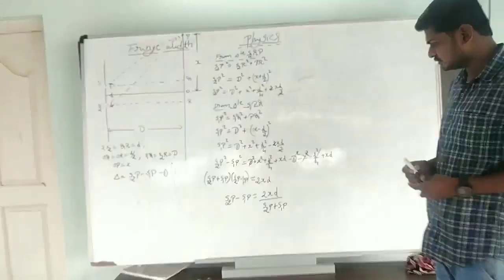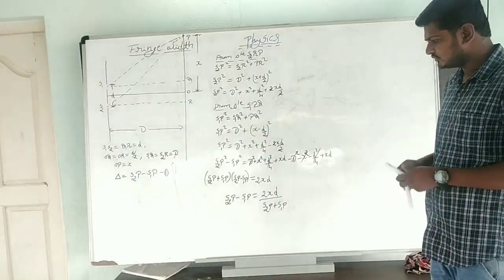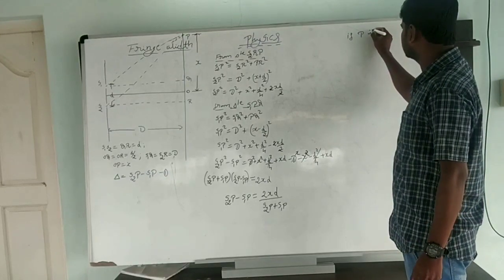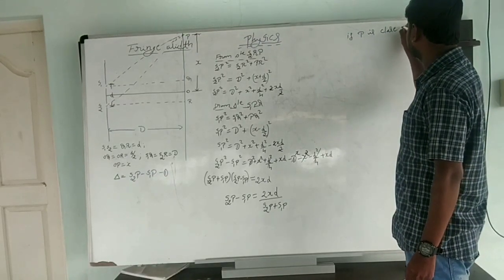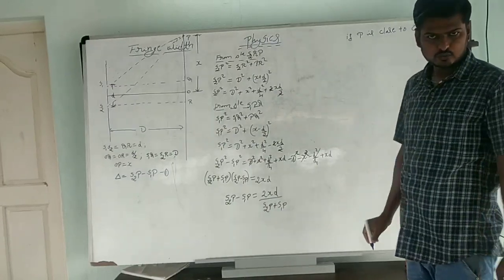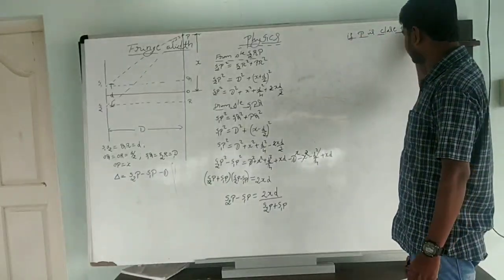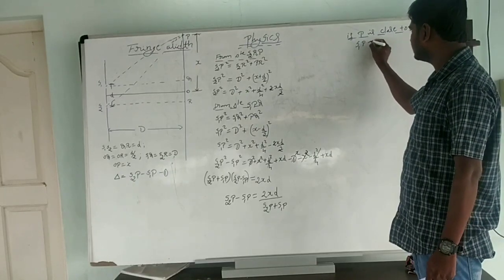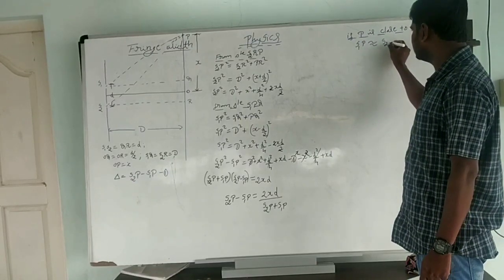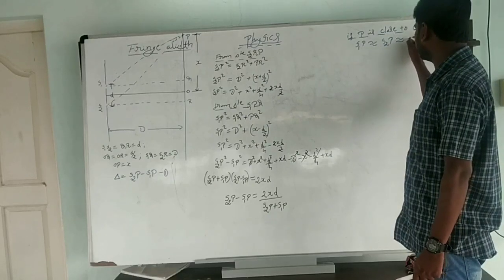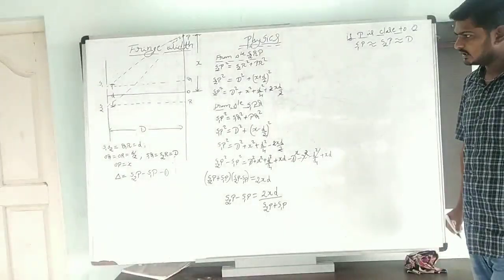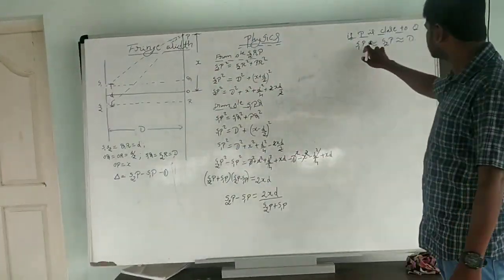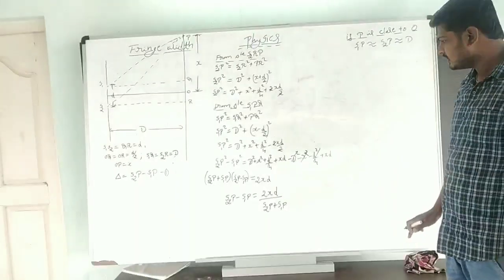Here I am going to take one assumption: if P is close to O. When P is close to O, what will S1P and S2P become? S1P is approximately equal to S2P, which is approximately capital D.